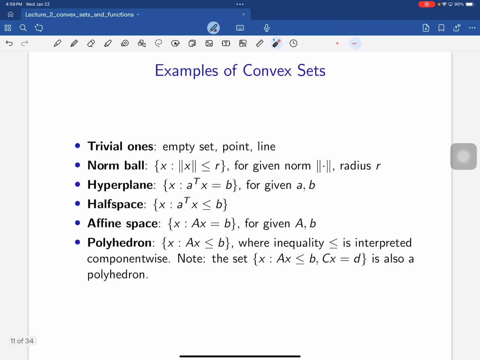Next I will give you some examples of a convex set. How do you really validate whether a set is a convex set or not? The easiest way to do that is by the definition. Usually the solution is to check the definition.